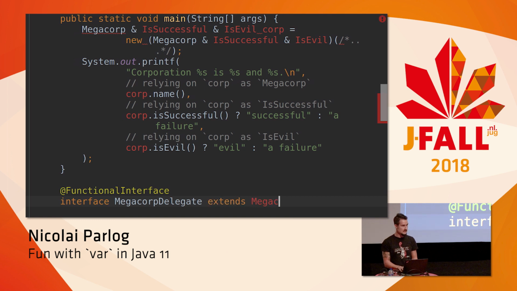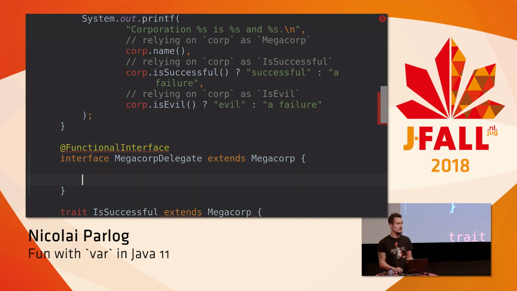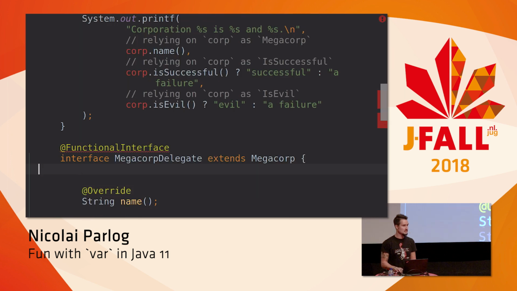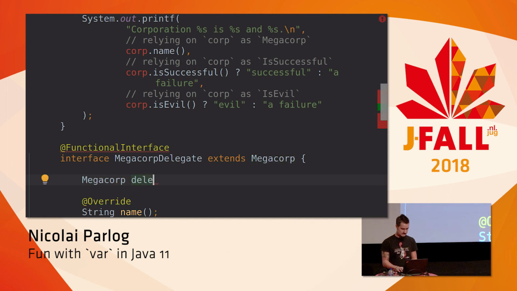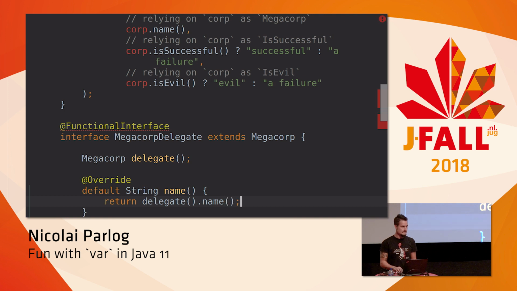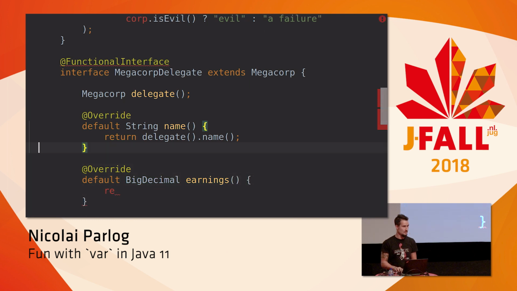Of course, now we get a compile error because there are plenty of methods on megacorp that we don't implement. Let's have a look. Override methods, yes, all of them. Because what we actually do is, this is the only abstract method that we have, one that returns a delegate. And what we can do here now is have a default implementation of name that returns the name of the delegate. I'm just wondering while I'm typing this whether there's a faster way to do this, but oh yeah, copy pasting, of course.